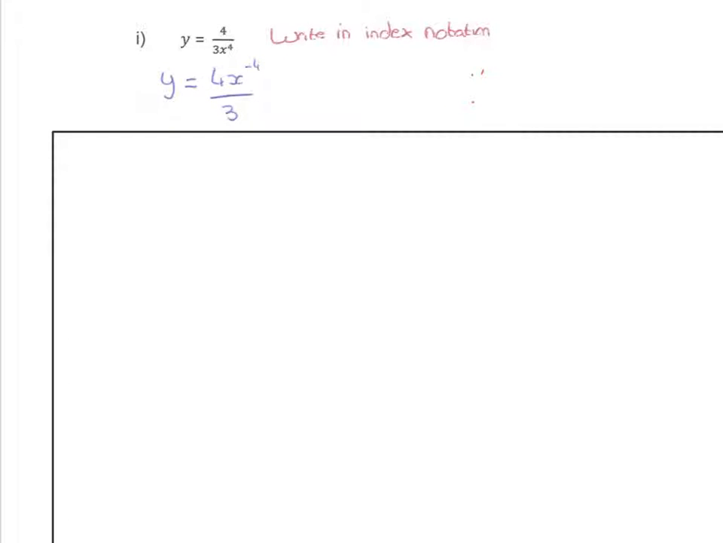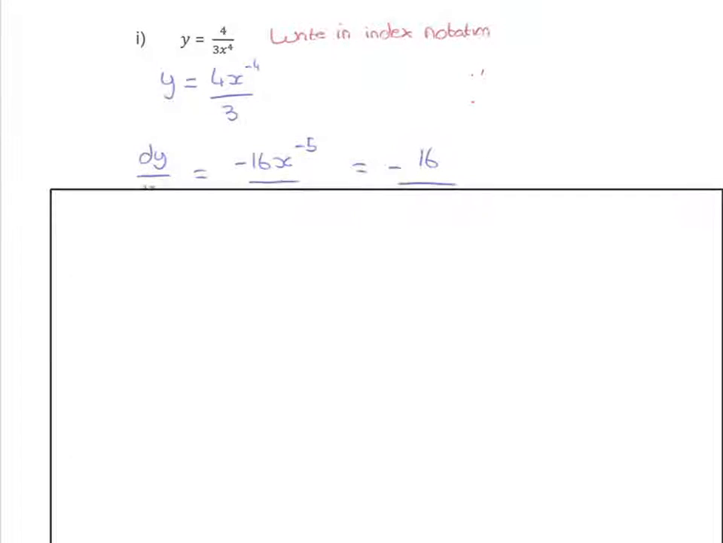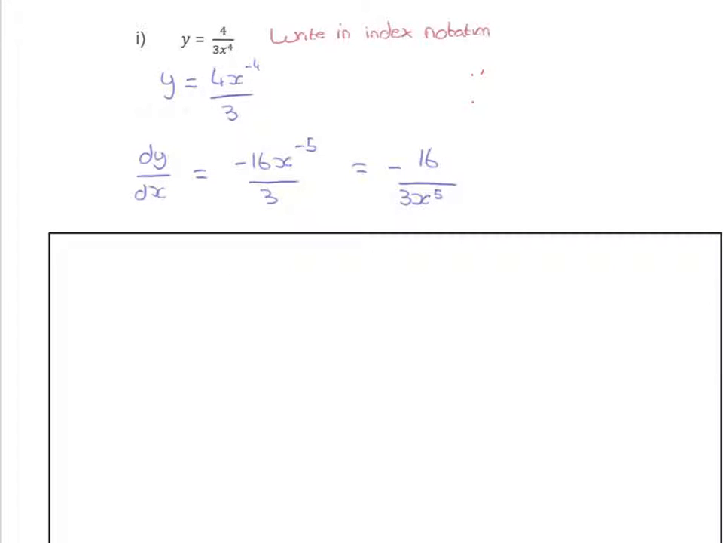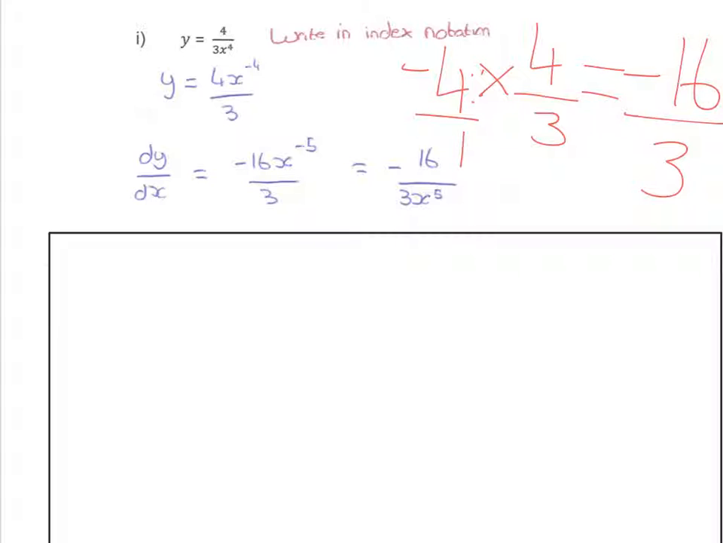Once it's in index notation, then we can differentiate. So we multiply down by the power and we take one away from the power. So multiplying down by the power, we get minus 16x, take one away, minus 5 over 3. So remember, multiplying fractions, you have the 4/3 and you're going to multiply down by the power. So you're doing minus 4 times 4/3.